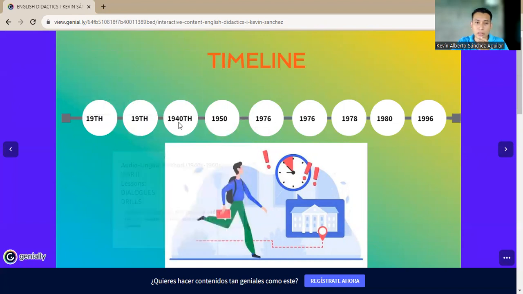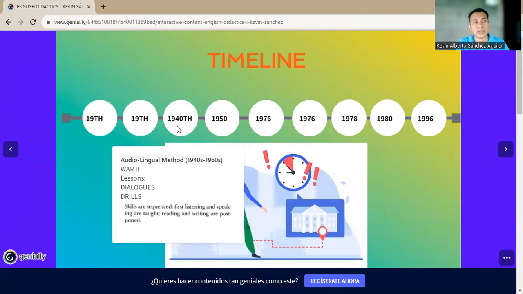After that, we have the audiolingual method. This method was interesting in how it appeared, because it started in the USA and Britain in the 1940s and 1960s because, as you know, we had World War II. The people who were in the army were trying to understand what the enemies were saying, and they were not able to understand them. That is why this method was created. It was great because it started there.